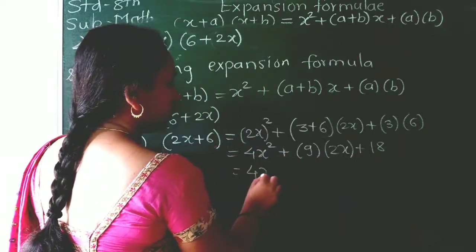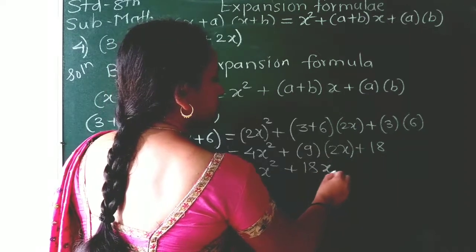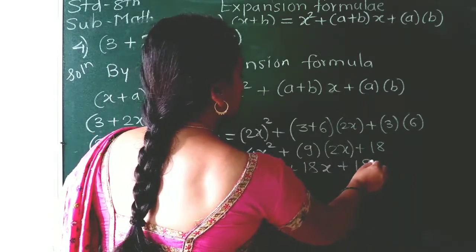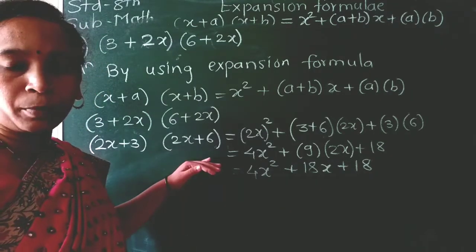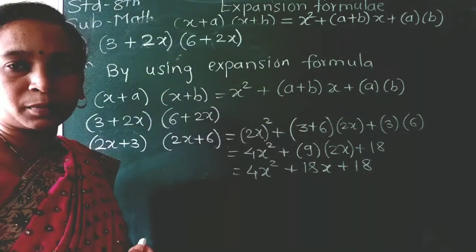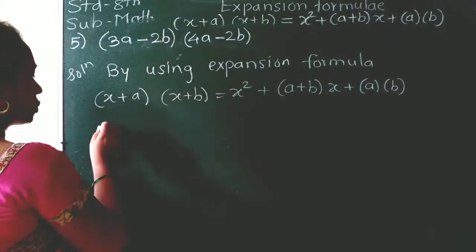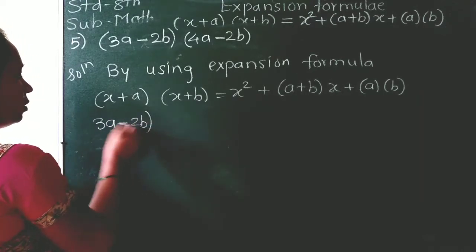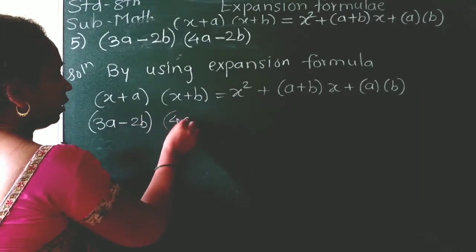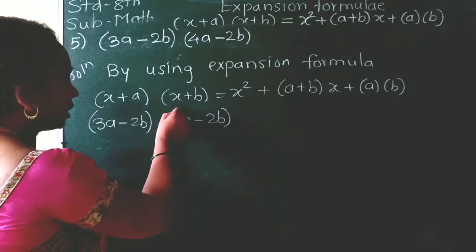So here we will get the answer 4x square plus 9 2s are 18x plus 18. So this is the product of these two binomials with the help of an expansion formula. Fifth example, 3a minus 2b into 4a minus 2b. Again, just check the example.